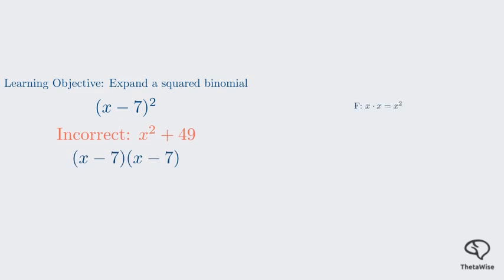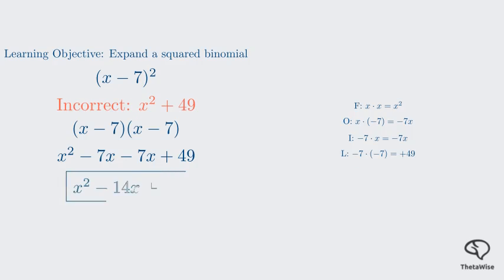First, x times x is x squared. Outside, x times -7 is -7x. Inside, -7 times x is -7x. Last, -7 times -7. Remember, a negative times a negative is a positive, so we get plus 49. When we put these together, we simplify the middle. -7x subtract another 7x gives us -14x. The final answer is x squared minus 14x plus 49.